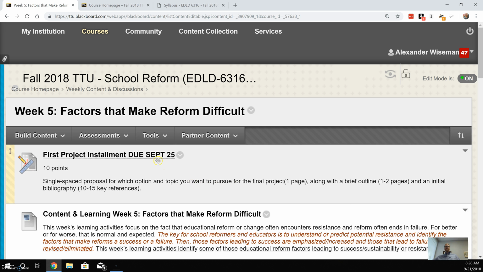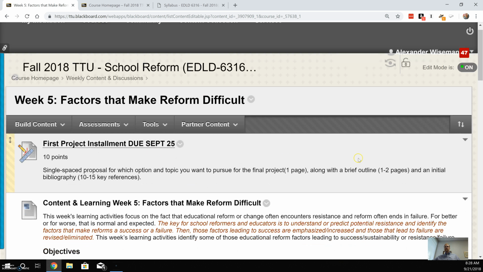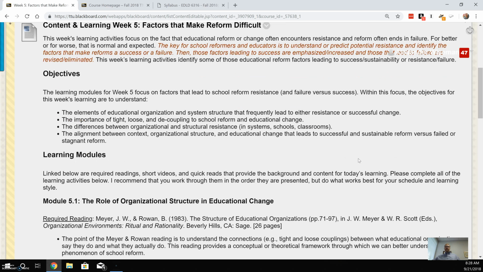So make sure you do that by September 25th. That's Tuesday, so that's coming early in the week. Next, for the content learning.